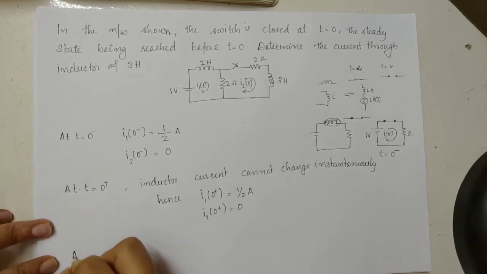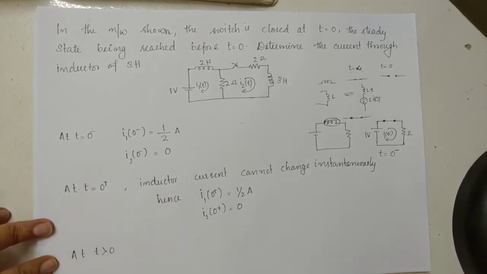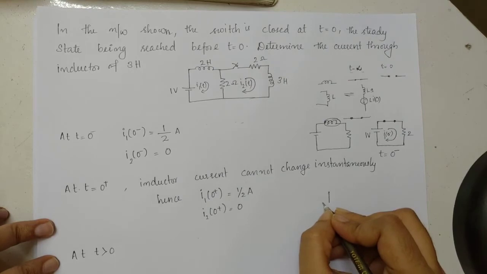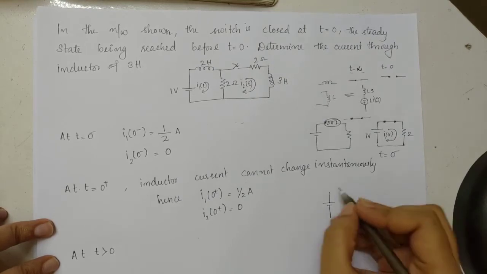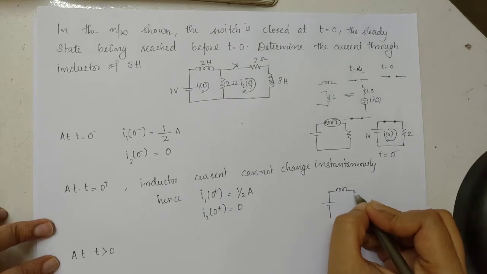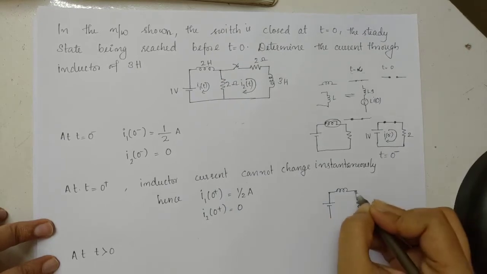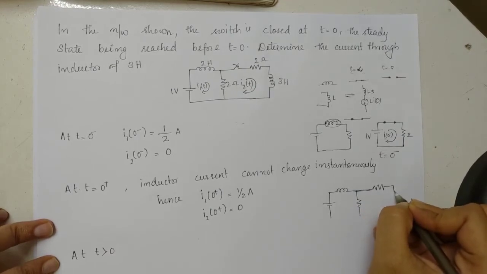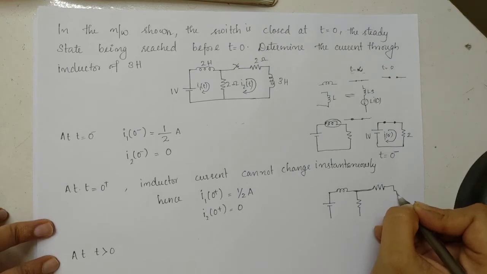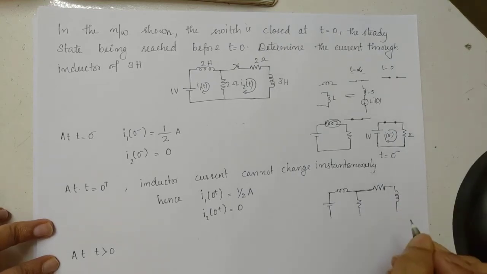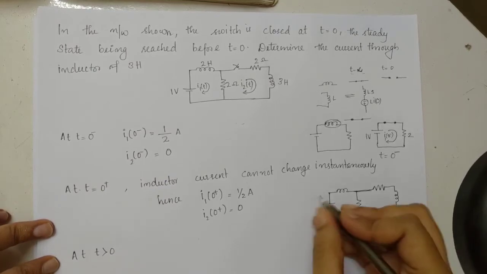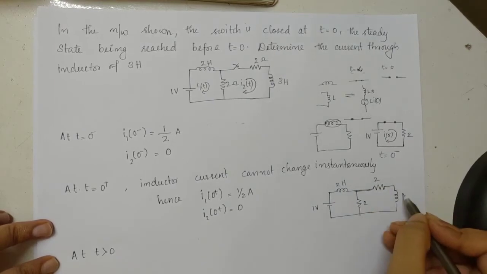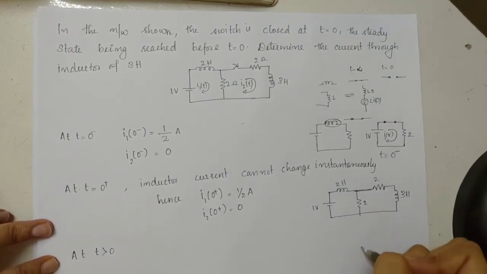Now we have to draw the circuit for t greater than 0. When t is greater than 0, the whole circuit comes in, and without the switch we can draw it: 2 ohm, 3 henry. Okay, this is our circuit. Here is 1 volt, here is 2 henry, here is 2 ohm, here is 2 ohm, here is 3 henry. Okay, now we have to transform this.